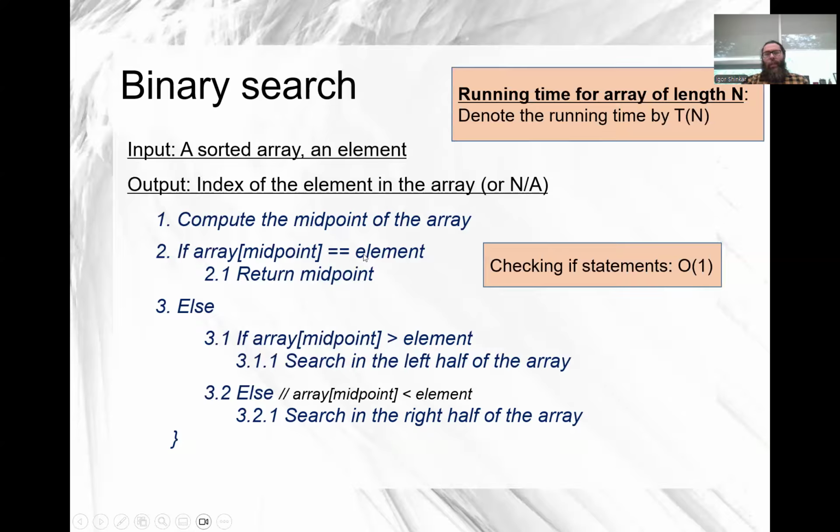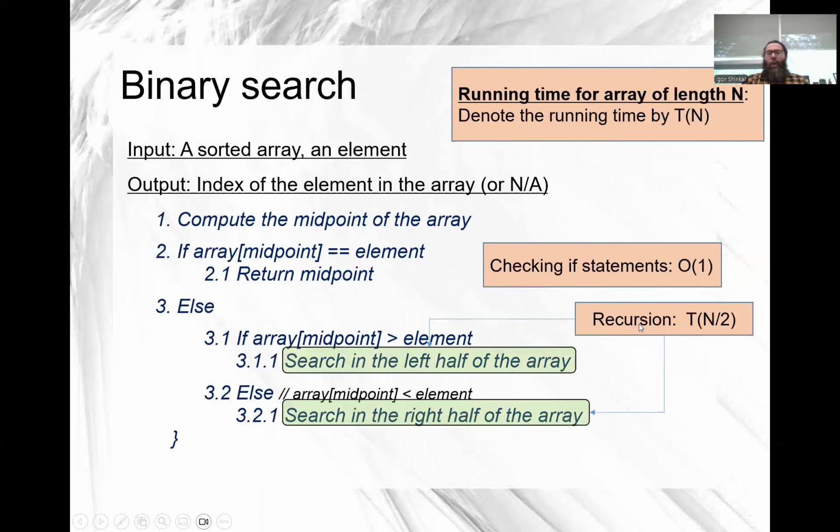Checking the if statement is constant time, O of 1. And we have a recursive call, but we don't make both recursive calls, we make only one. Either the midpoint is greater or it's smaller than the element, so we make only one recursive call. So what are we saying? T of n, the total running time on input of length n, is constant plus T of n over 2. We make one recursive call on length n over 2, plus some constant.